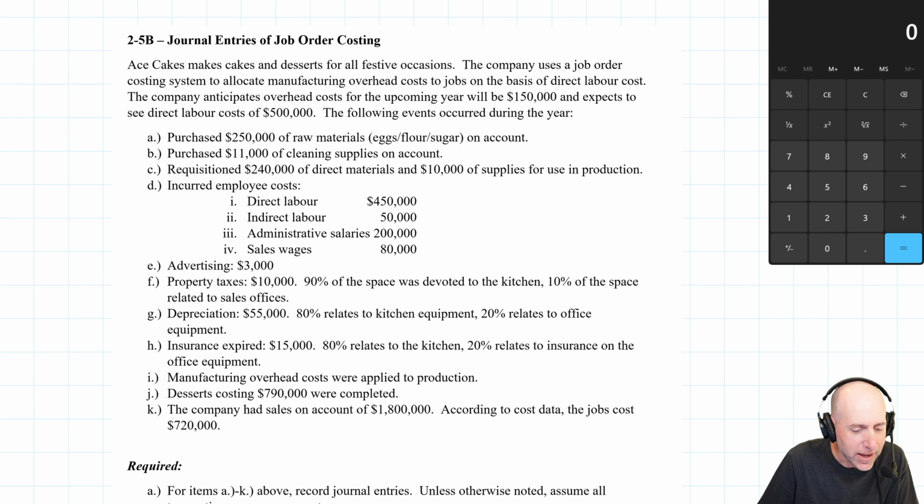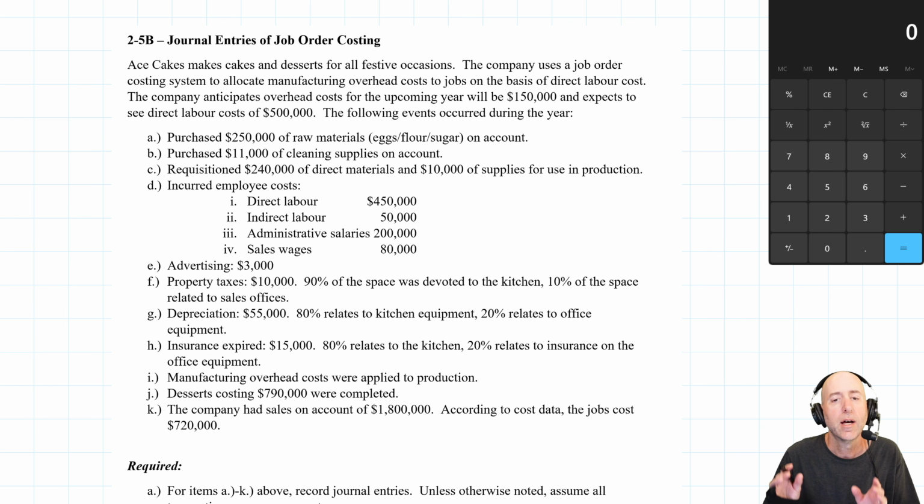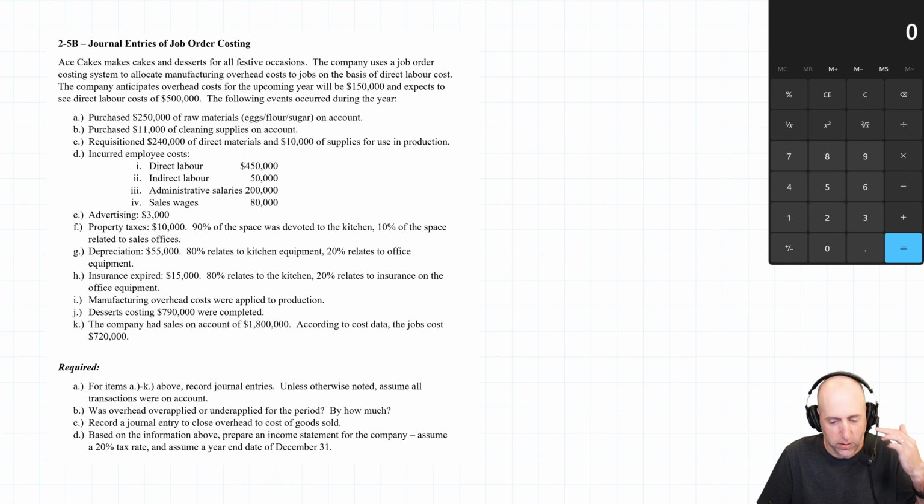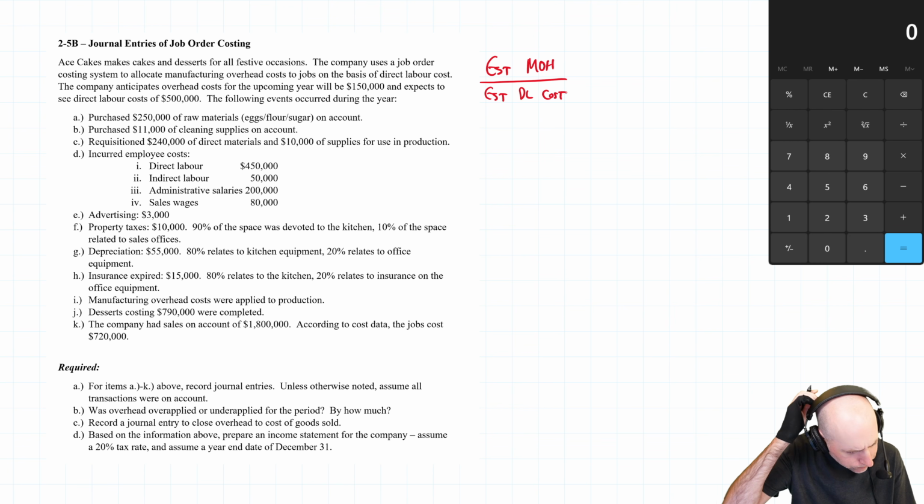Let's go. Ace Cakes makes cakes and desserts for all festive occasions. The company uses a job order costing system to allocate manufacturing overhead costs to jobs on the basis of direct labor cost. Again, in many of our questions we've done this on the basis of direct labor hours. This one is based on direct labor cost. What is that saying? It's saying our predetermined overhead rate is estimated total overhead divided by the estimated driver of overhead. In this case, it's the estimated direct labor cost.